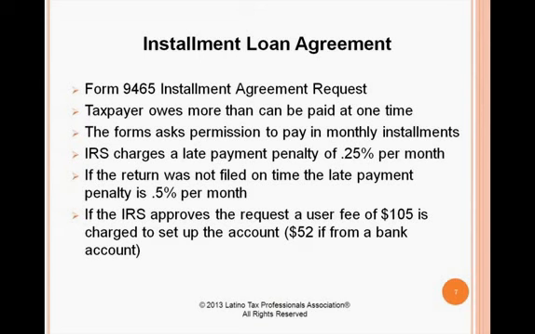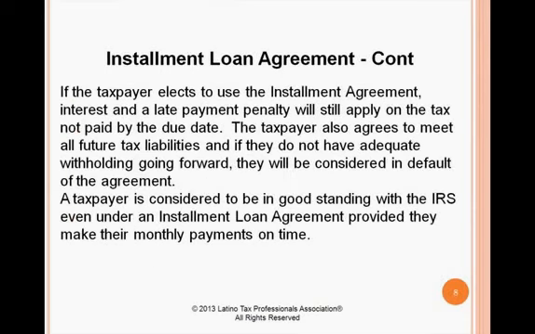If the IRS approves the request, a user fee of $105 is charged to set up the account, or $52 if you're having it automatically withdrawn from a bank account. If the taxpayer elects to use the installment agreement, interest and a late payment penalty will still apply on the tax not paid by the due date. Taxpayer also agrees to meet all future tax liabilities, and if they do not have adequate withholding going forward, they will be considered in default of the agreement.